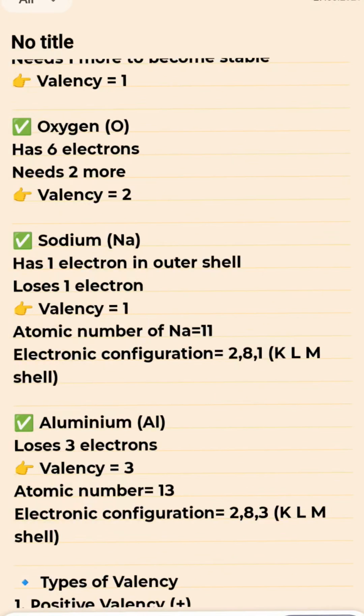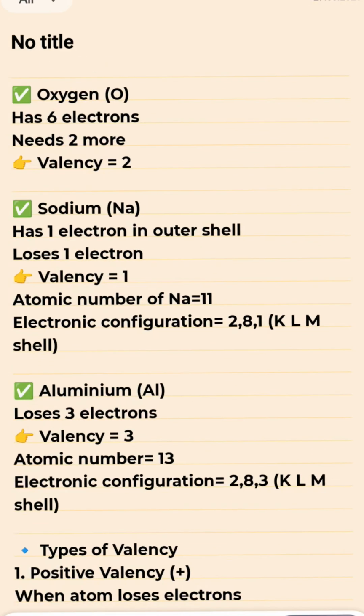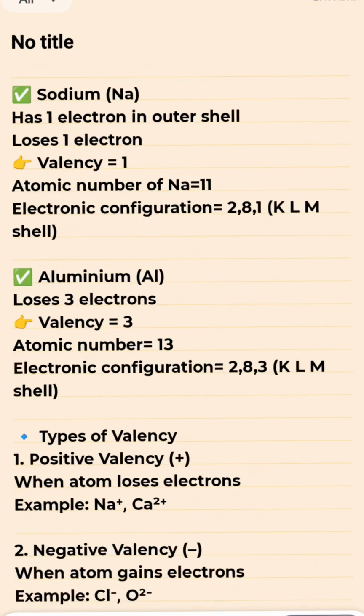Oxygen. It has 6 electrons in its outermost shell. Why? Its atomic number is 8. Now K shell can hold a maximum of 2 electrons and L shell has 6 electrons. So the outermost shell for oxygen is the L shell, which has 6 electrons, and so it needs 2 more electrons in order to get octet configuration, in order to get 8 electrons in its outermost shell. So how many more electrons does it need? It needs 2. So the valency is 2.